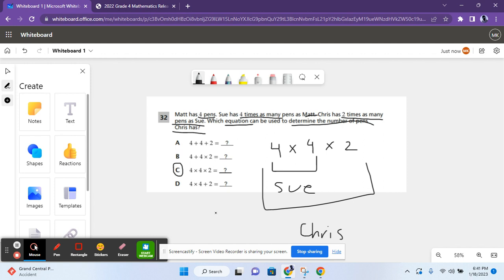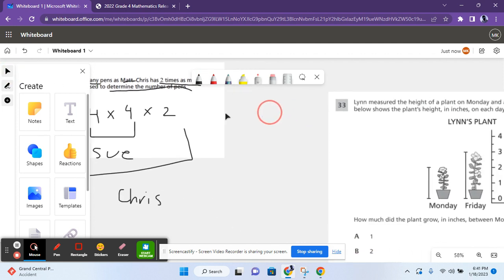Remember, you don't need to put the parentheses in this expression, because there's only multiplication. If an expression has only multiplication or only addition, it doesn't matter whether or not you use the parentheses, because the answer will still be the same. So let's move on to the next problem.